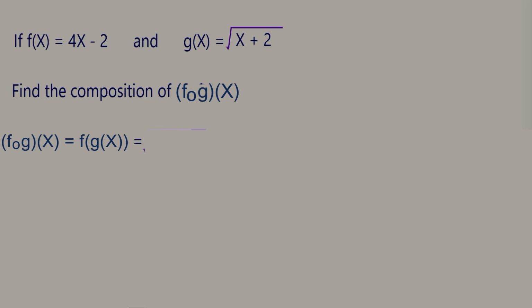Using the same functions, let's find what f of g of x would be equal to. Since f is first, we have to use it as the input function, and since the function g comes after, we have to use it as the value for x in the function f of x. So that would be 4 times the square root of x plus 2. And we then write back minus 2. And that is the answer when we find f of g of x.